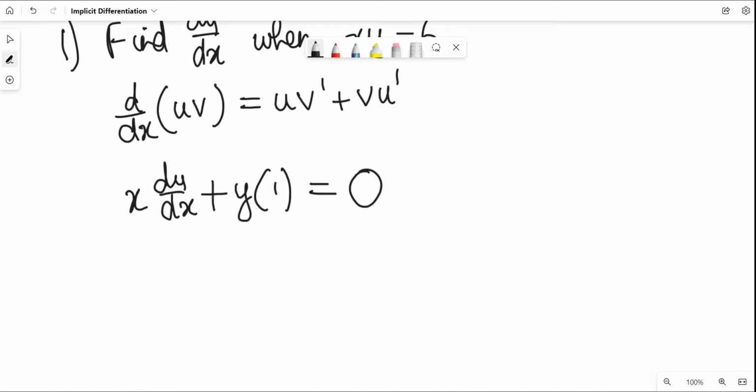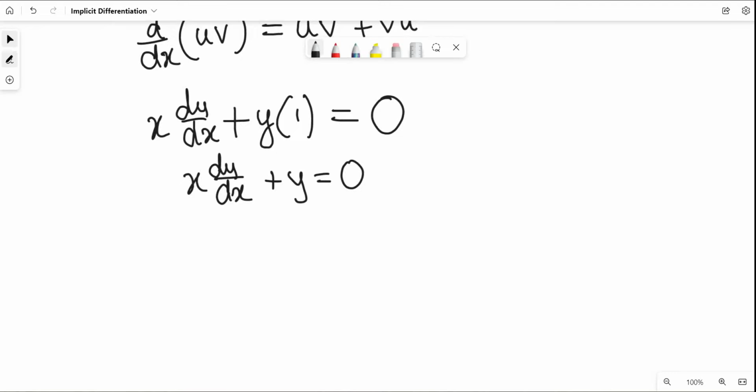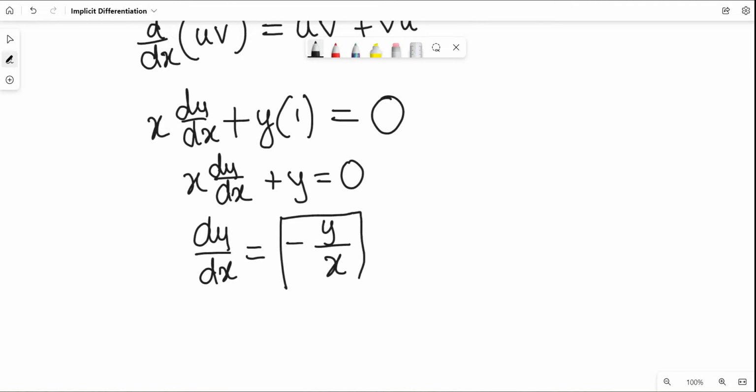And so now we have x dy by dx plus y equals 0. And now we can rearrange to solve for dy by dx. So dy by dx is equal to negative y over x. And that is the answer for this question.